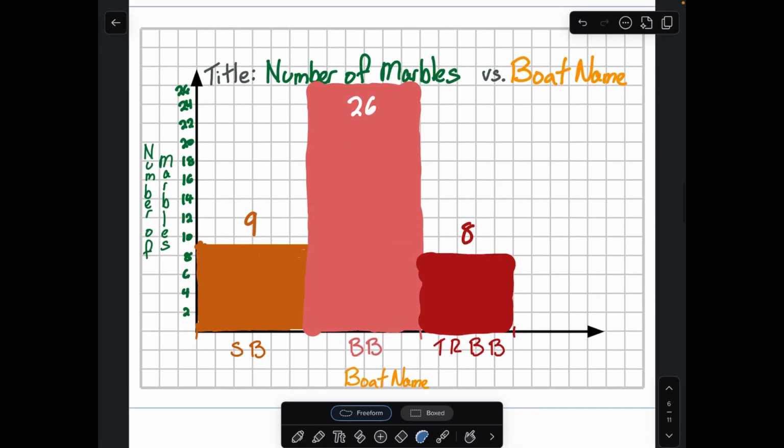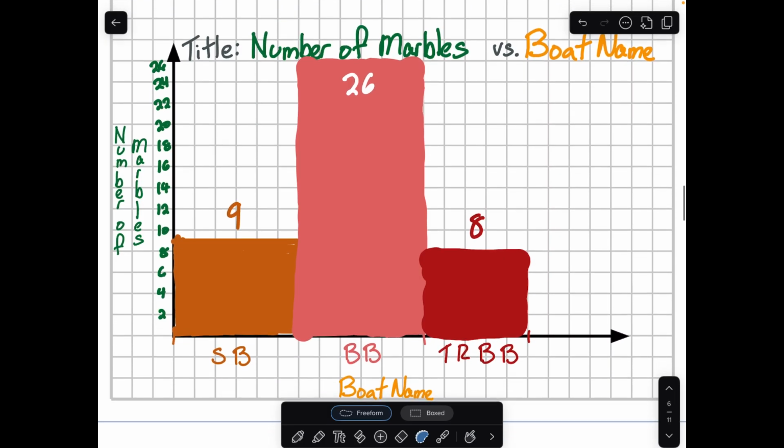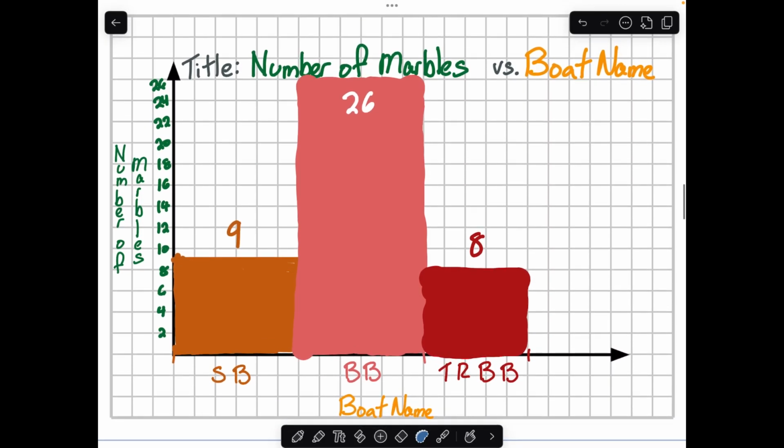What I need you to do now is make the graph for all of the data that your class collected.